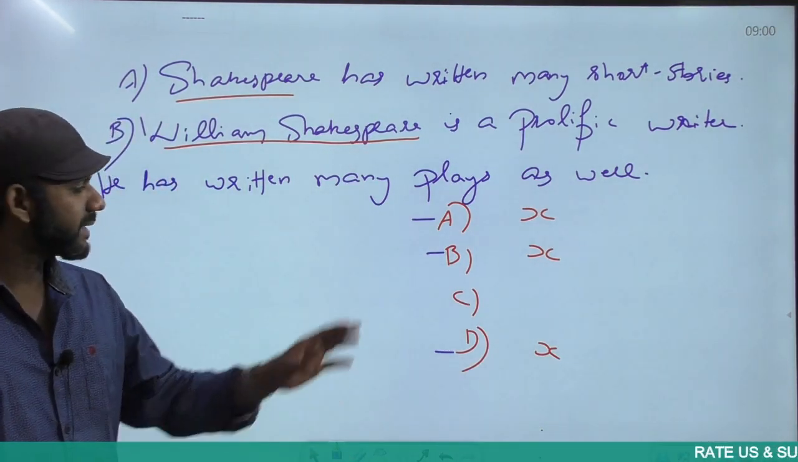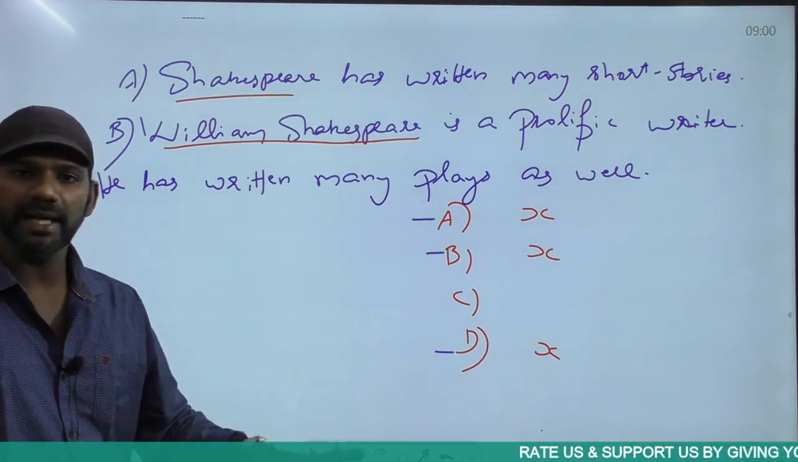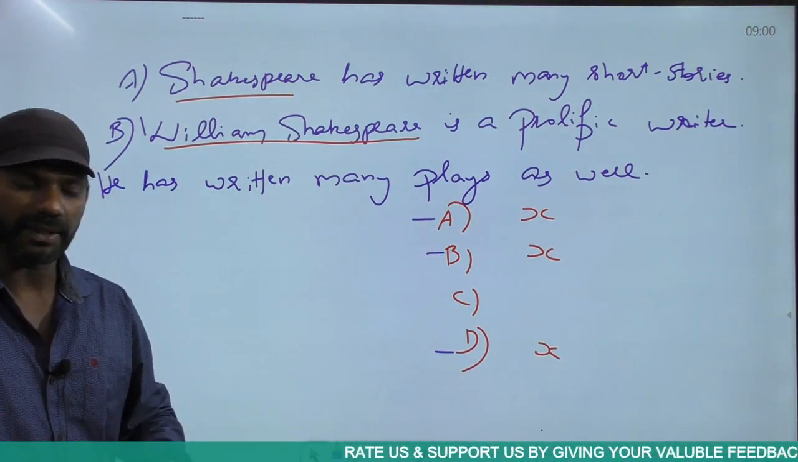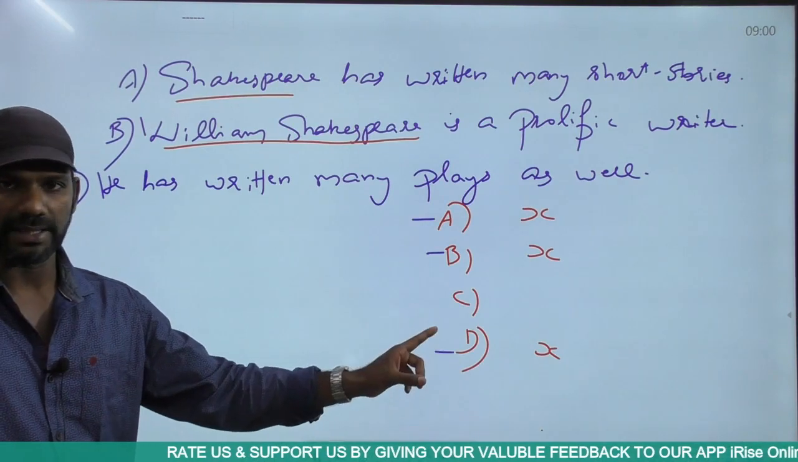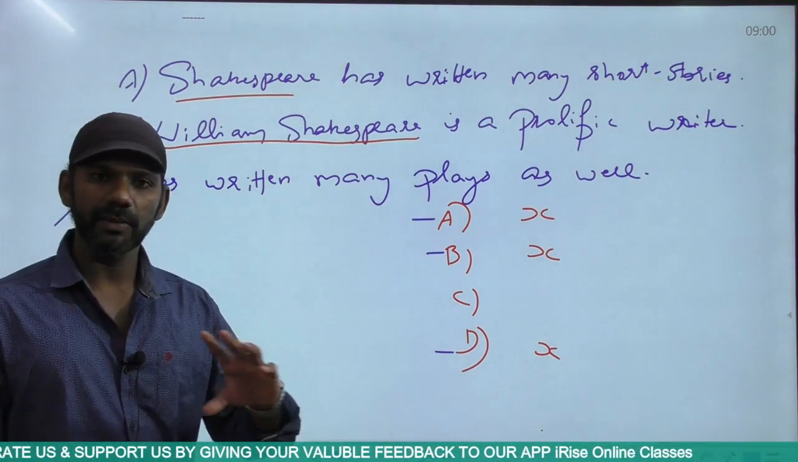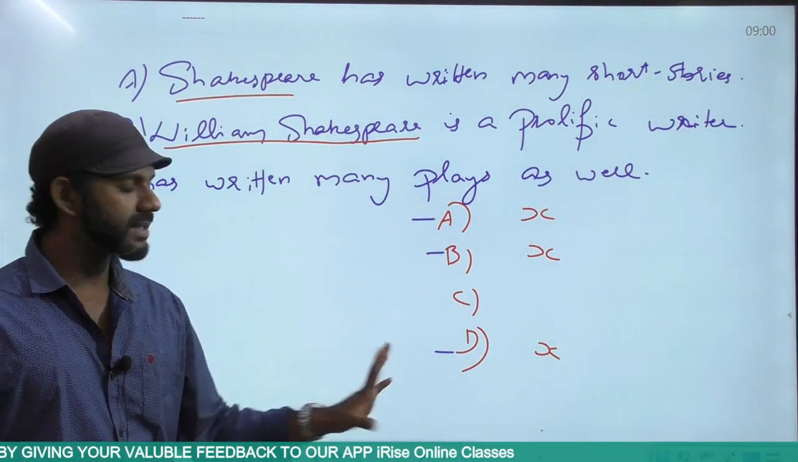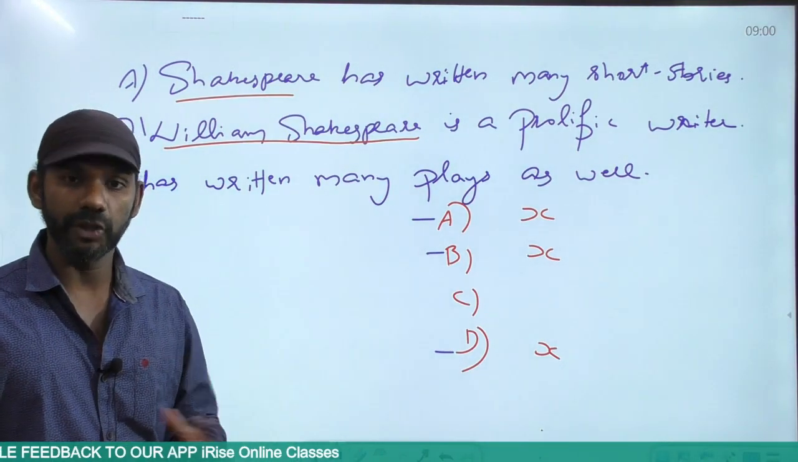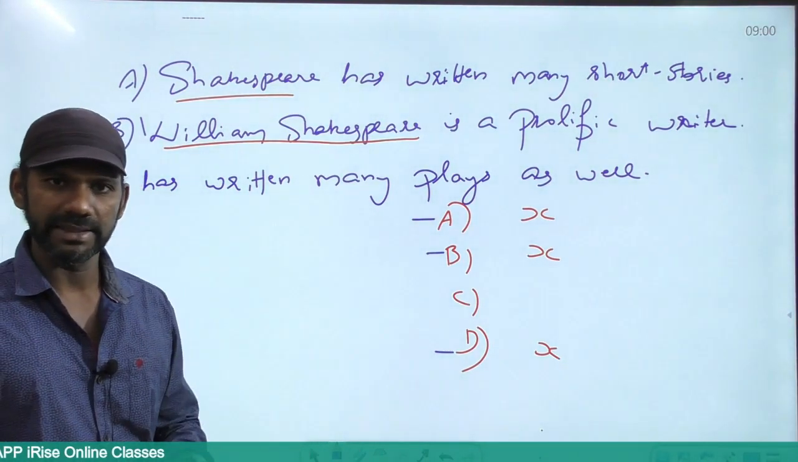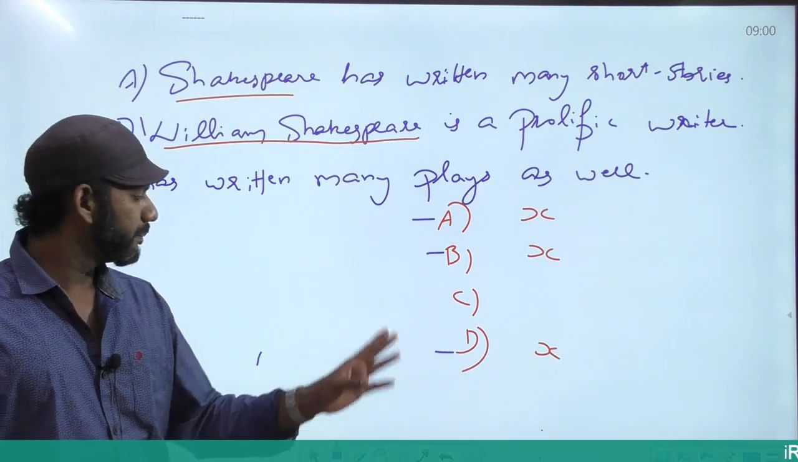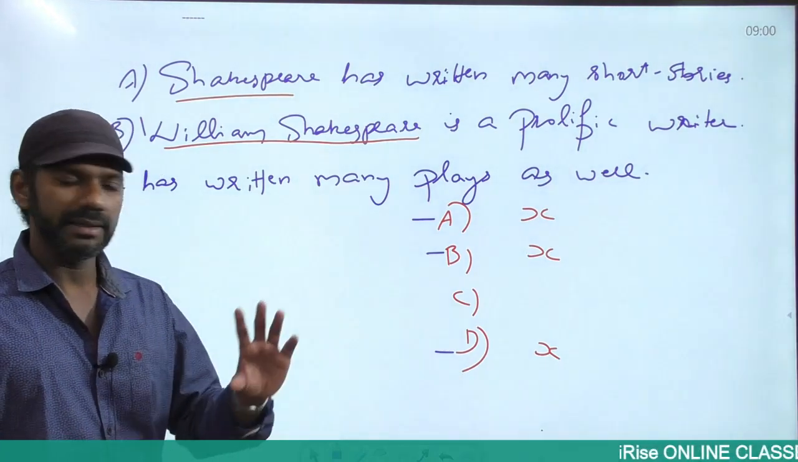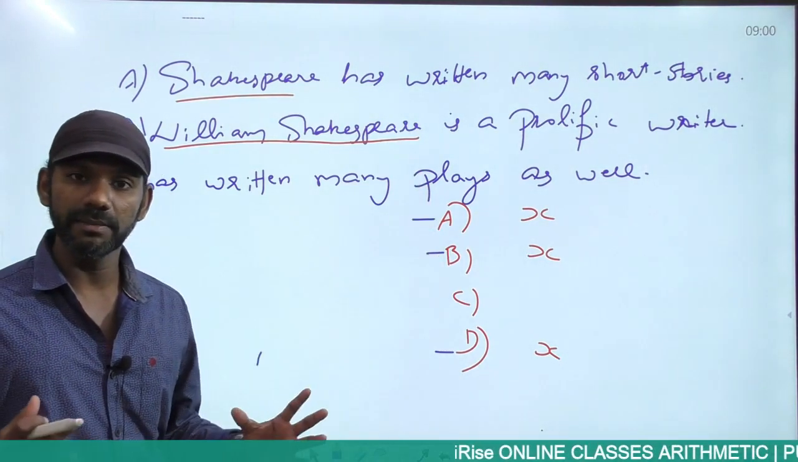This means that these three sentences, A, B and D, are talking about the same topic. C doesn't contain mention about the word X. A, B and D are talking about the same topic. So these three sentences must anyway come together. The order can be anything. The order can be ABD, BAD, DAB, but no matter what, these three must come together.